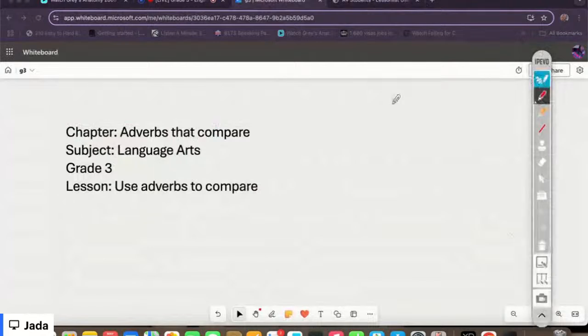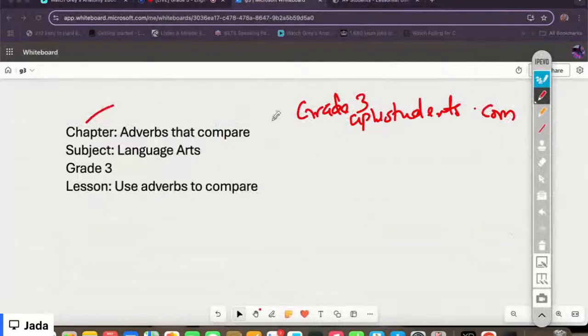Today we will have adverbs that compare. So first you have to log in using the a+then.com. Click on your name, move on to language at grade 3. Chapters: adverbs to compare, and the lesson is use adverbs to compare.